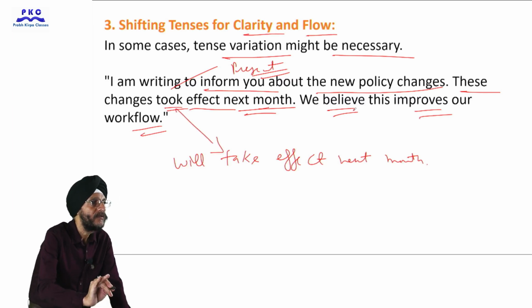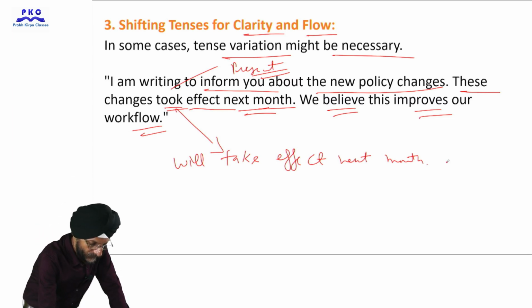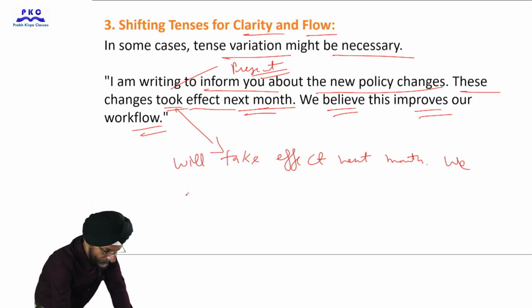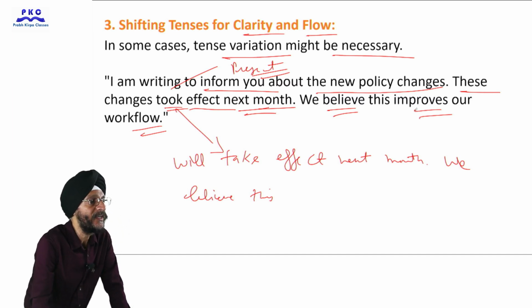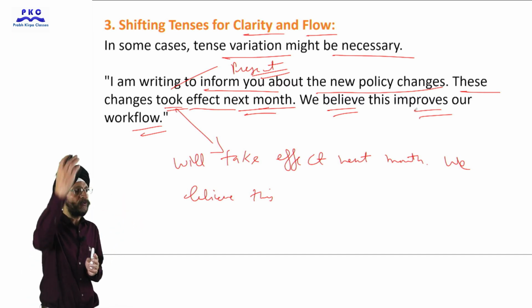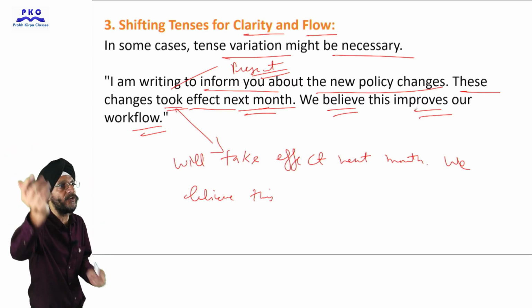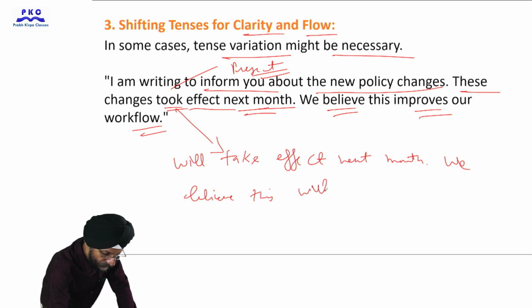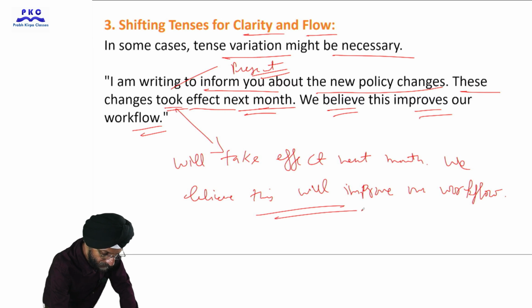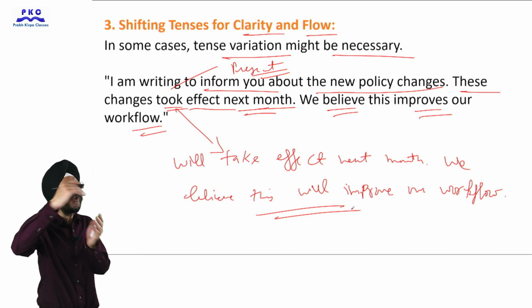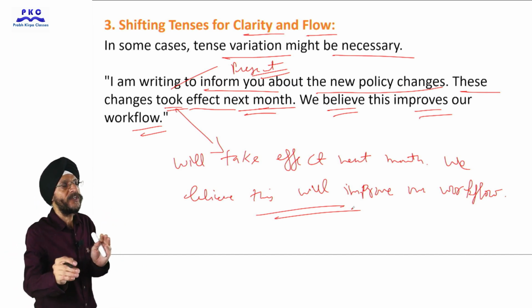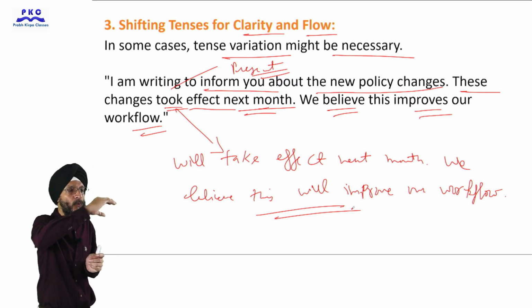We believe, here we believe in the current scenario. We are writing in present. We believe. Here we are not to write improves. When the changes are to take place in future, the improvement will also take place in future. We hope this will improve our workflow. So firstly we were writing in present continuous, and then we shifted to future tense for the purpose of clarity and smooth flow of our message.